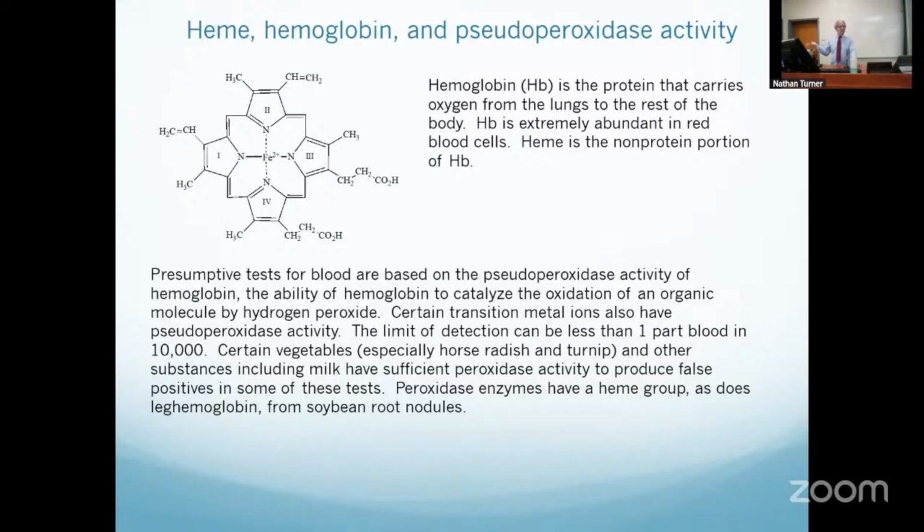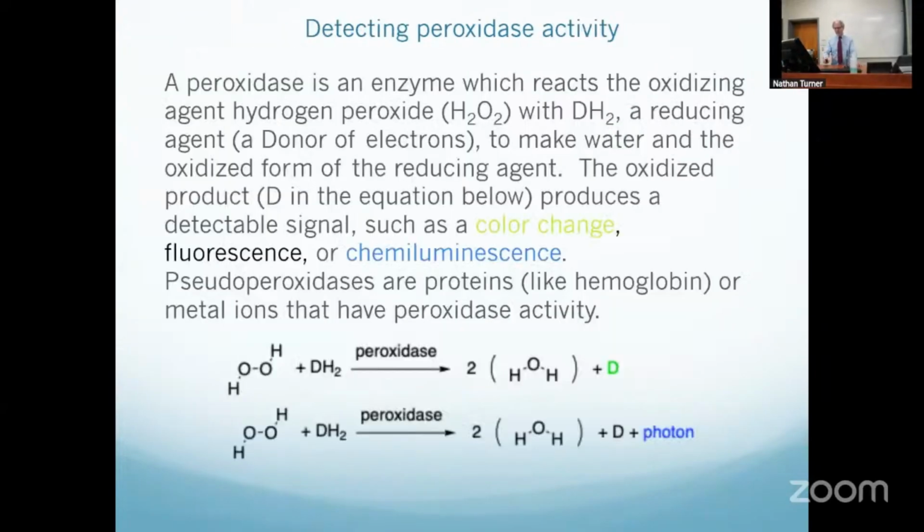The normal function of hemoglobin is to simply carry oxygen. It happens to have the ability to catalyze the pseudoperoxidase reaction. So let's see what that means.